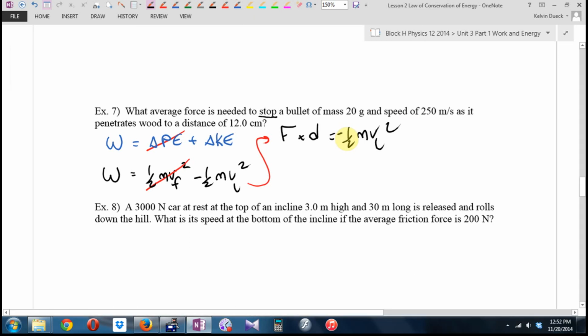What did you say we're trying to find? Average force. How would I get the force by itself? Oh, ain't so bad. Force is going to be negative m v squared. There's going to be a 1/2. That's like having a 2 there and a d.